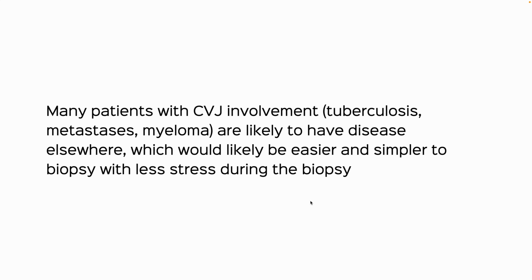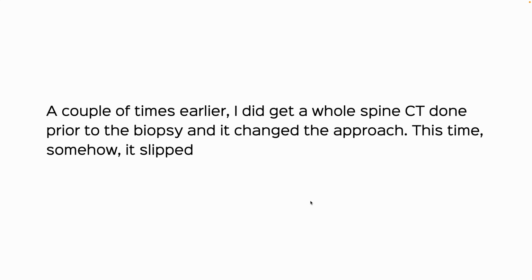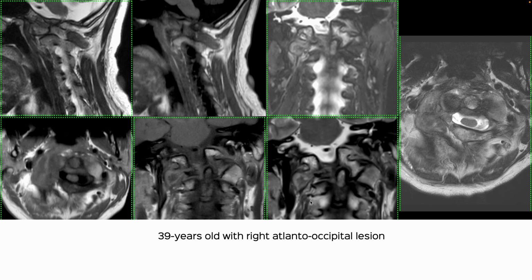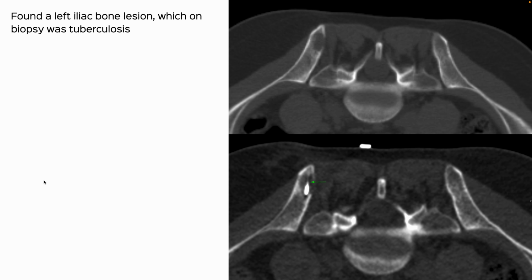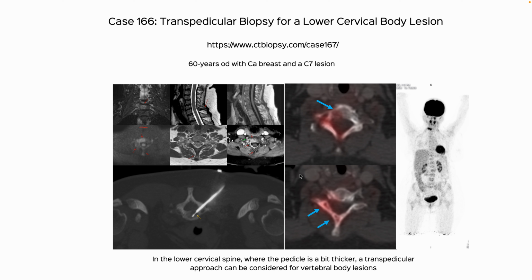And I've done this before, which is what really ate me up today, because I've done this in the past. Here was a patient in 2019, 39-year-old CVJ lesion, and this is so simple to do, right? There's nothing that comes in the way here. But I still thought I should do a whole spine, found this similar iliac bone lesion, biopsied it, it turned out to be tuberculosis. I should have done that for this patient.